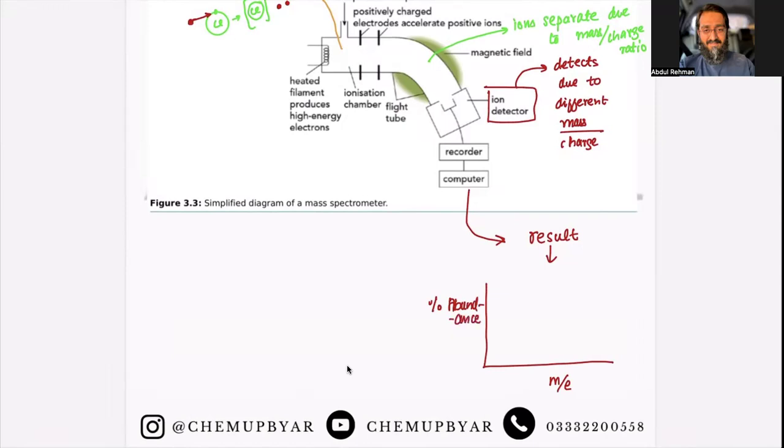No, it is just for the understanding. There is no need to revise the diagram or remember the diagram.